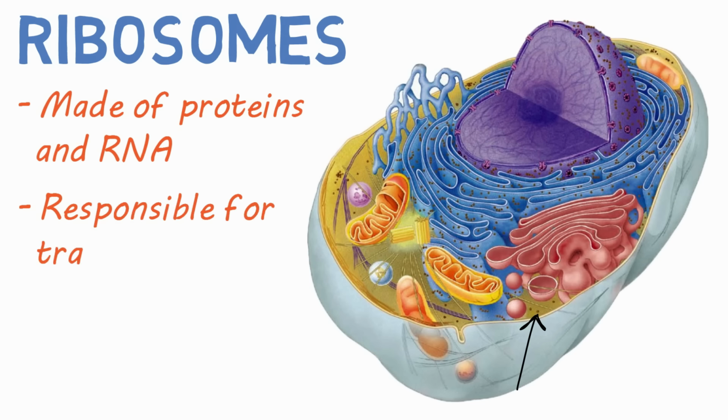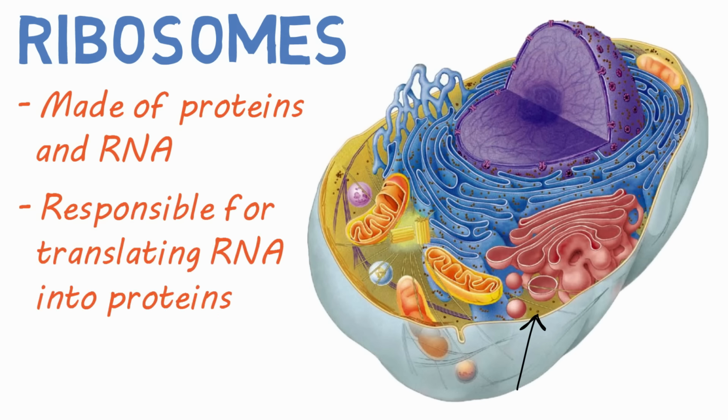They are responsible for translating RNA into proteins for use in and out of the cell. They are found freely floating in the cell or bound to the endoplasmic reticulum. And this is our next structure, and there are actually two types.